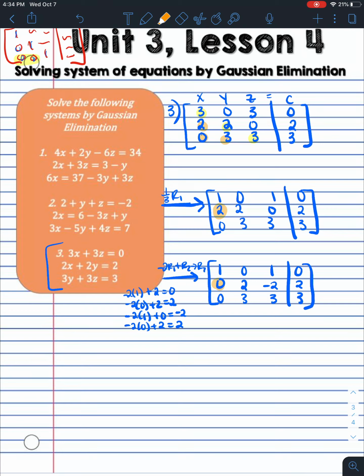So now I'm going to try to go ahead and make this into a 1. I'm going to do that by doing 1/2 of row 2. So 1, 0, 1, 0. 1/2 of row 2. 1/2 of 0 is 0. 1/2 of 2 is 1. 1/2 of -2 is -1. 1/2 of 2 is 1. And then 0, 3, 3, 3.